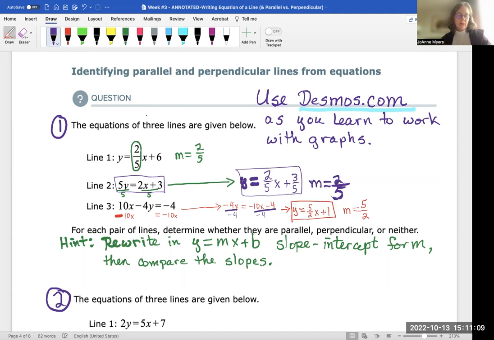So the question here, for each pair of lines, determine whether they are parallel, perpendicular, or neither. So line 1 is parallel to line 2. Line 3 is not parallel or perpendicular to lines 1 or 2. So line 3 is neither.